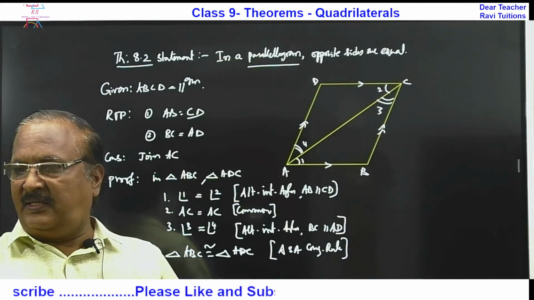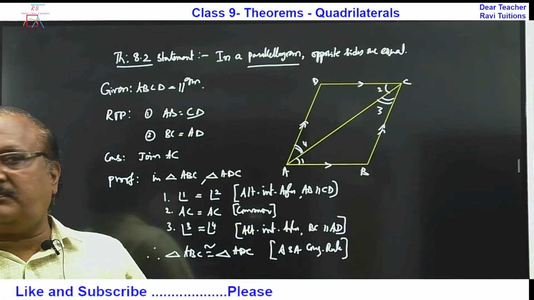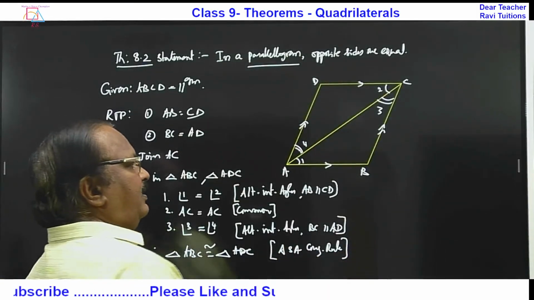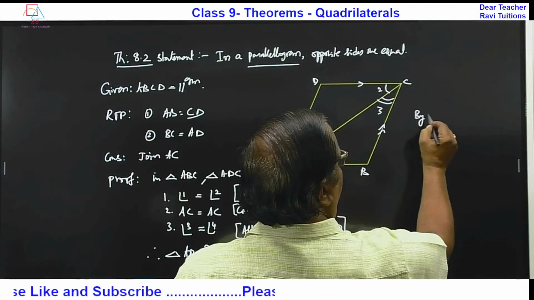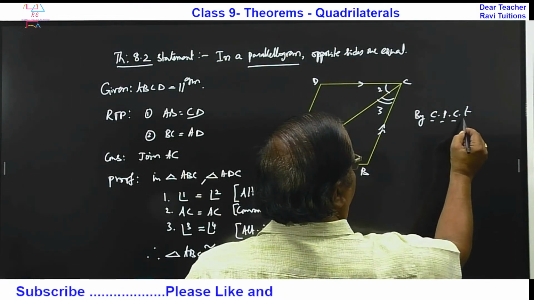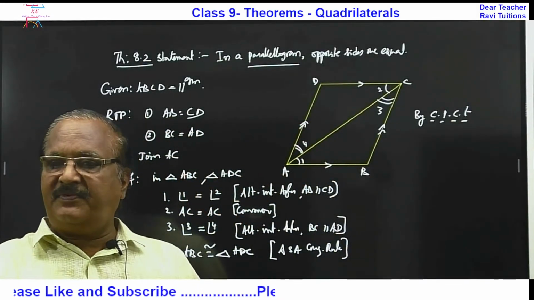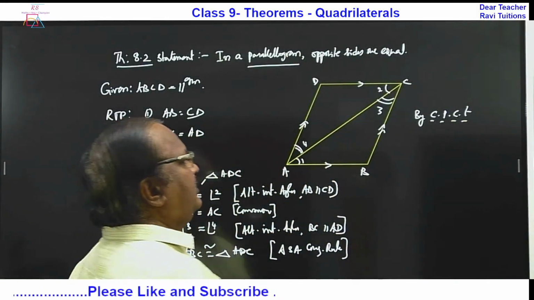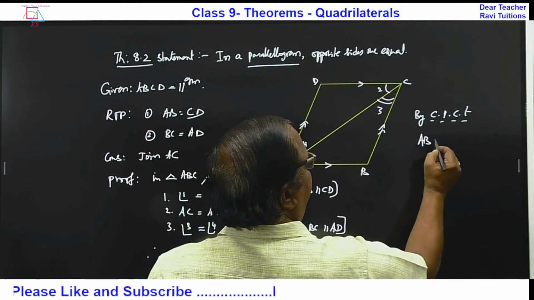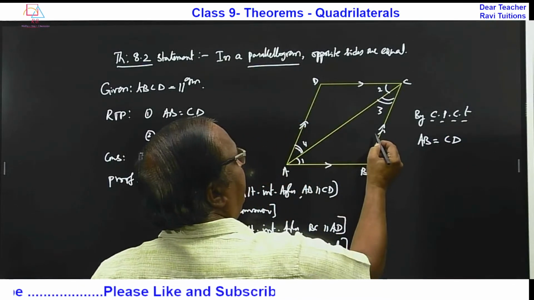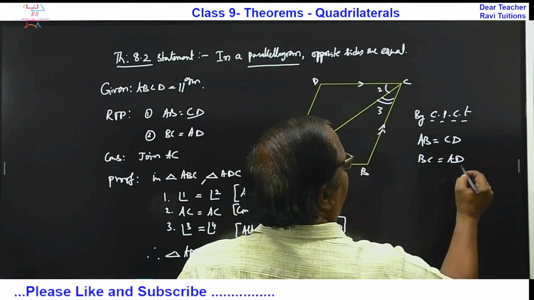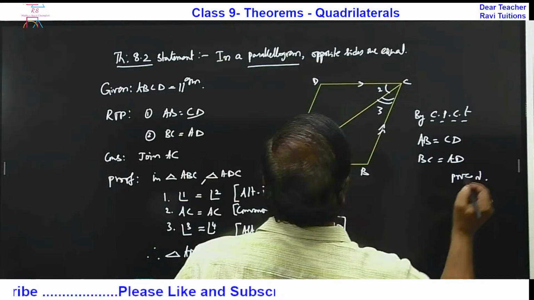So we proved, and then corresponding parts of congruent triangles are equal. So by CPCT, corresponding parts of congruent triangles are equal. Now AB is corresponding to CD, therefore AB is equal to CD, and BC is corresponding to AD, and BC is equal to AD. So this is what we have to prove.